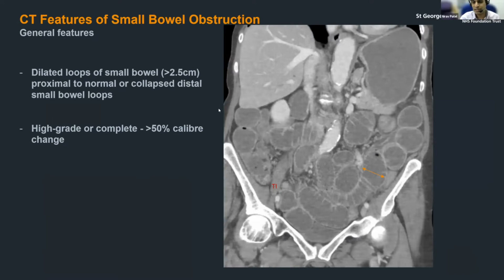When we do a CT scan, there are some general features that we all know. We're looking for dilated small bowel loops and then essentially collapsed distal small bowel loops. So this is a good example here, nice fluid filled loops of small bowel, and you can see an empty terminal ileum here. When we see that caliber change is greater than 50%, we may suspect this is a complete or a high grade obstruction, i.e. potentially this patient may need an operation.